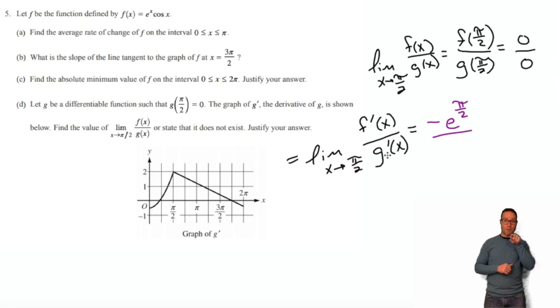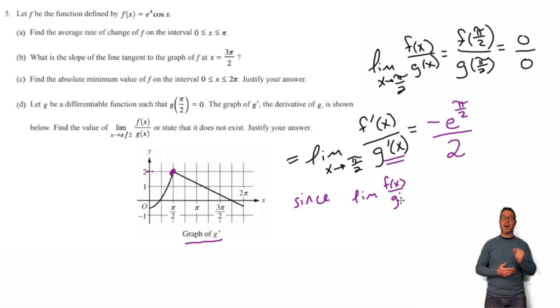Now g prime, remember this graph that we were given is g prime, so I just have to find the value of the graph, which is 2. I'm just looking for the y value. Don't take the derivative. It is a derivative. So I get negative e to the pi over 2 over 2. That's our answer. That's the limit of f over g. Even though we used f prime over g prime, we didn't use the quotient rule. We used L'Hopital's rule. So that's my answer for part D.